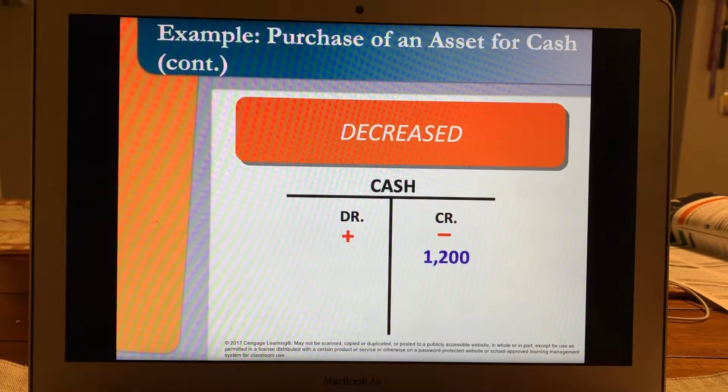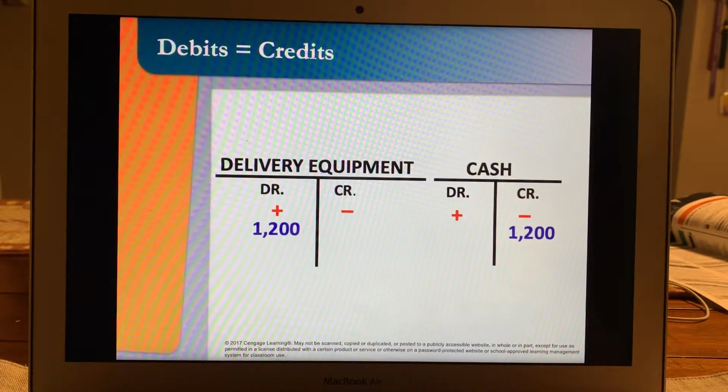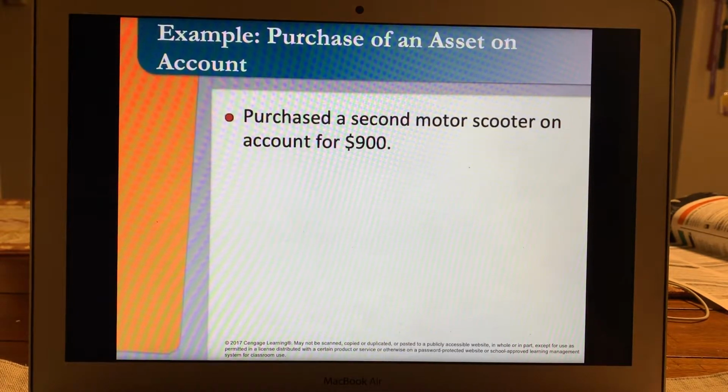So our cash account went down, but it still balances because all we did was move cash and purchase equipment. On our balance sheet, it's still going to be an asset of $1,200. And here's the example: delivery equipment increased $1,200, cash decreased $1,200.